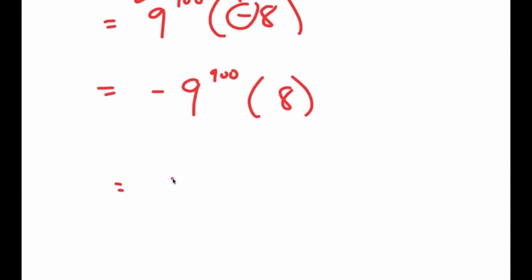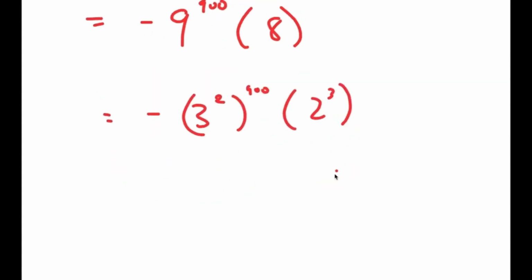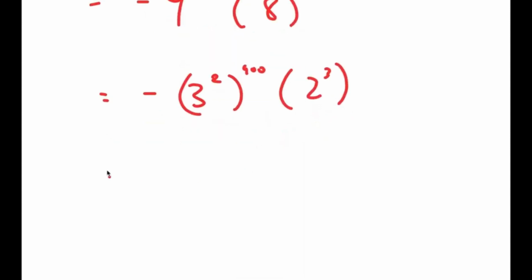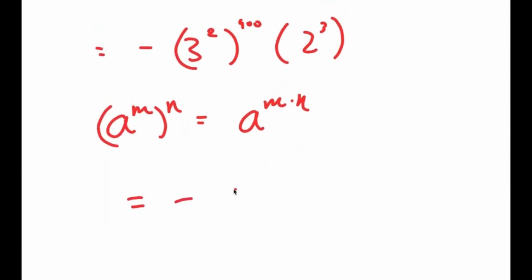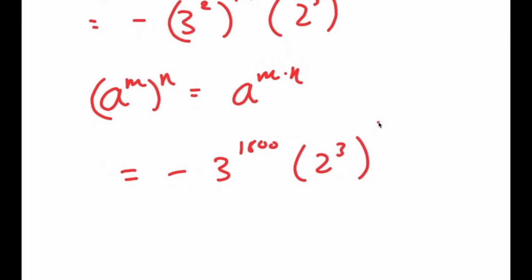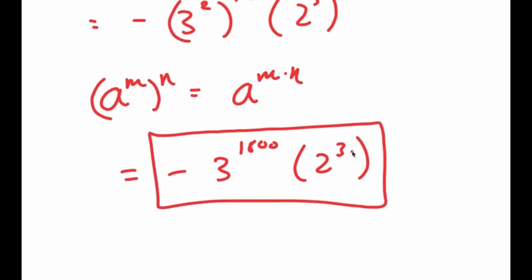And this gets me negative 3 squared to the power of 900 times 2 to the power of 3. We're simplifying these terms as much as possible. So I'm going to use a quick exponential property that states that a to the power of m to the power of n is equal to a to the power of m times n on 3 to the power of 2 to the power of 900. So I get negative 3 to the power of 1800 times 2 to the power of 3. So this is my final solution to this equation.